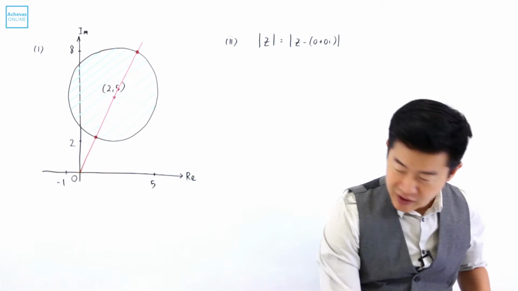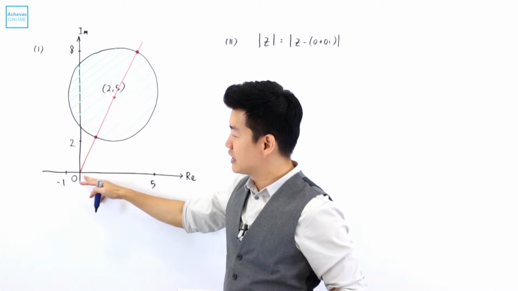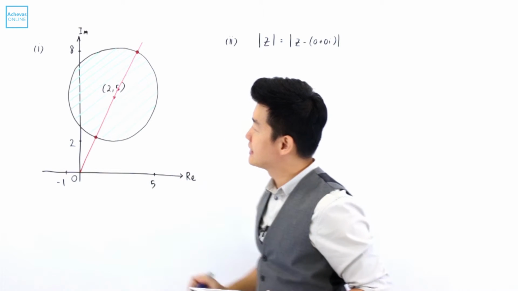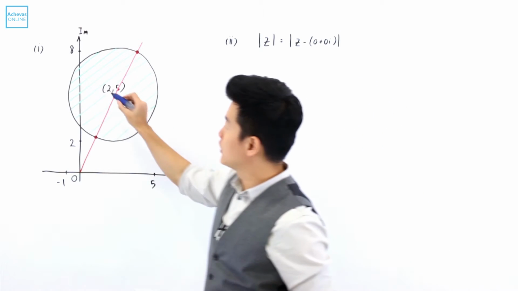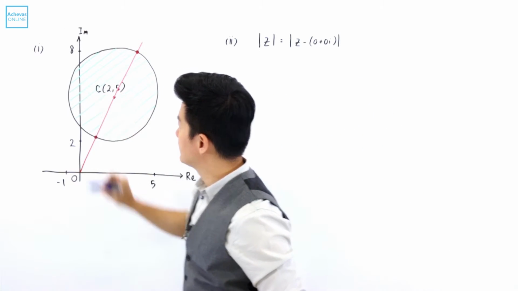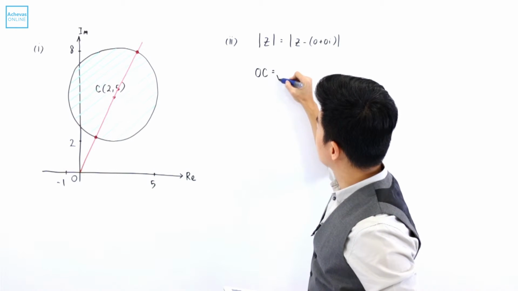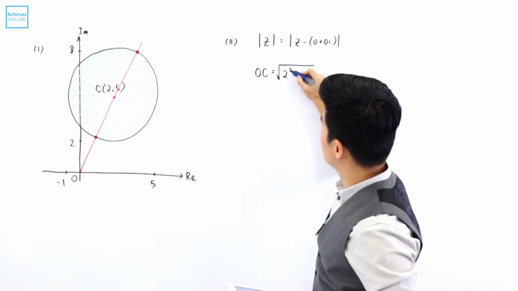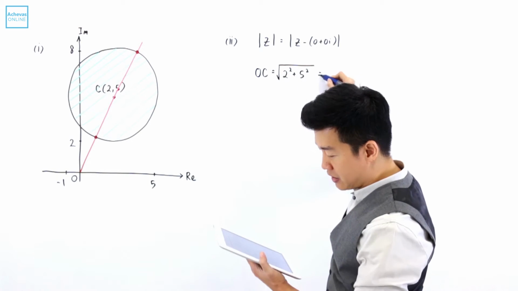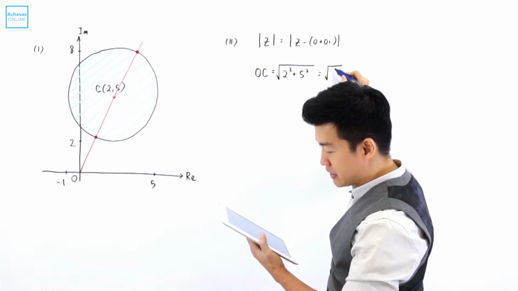And in order for me to find that, I'm going to first find the distance from O to the center of the circle. I'm going to call the center of the circle C. So first, I'm going to find OC. And OC is just the square root of 2 squared plus 5 squared. This is square root of 29.